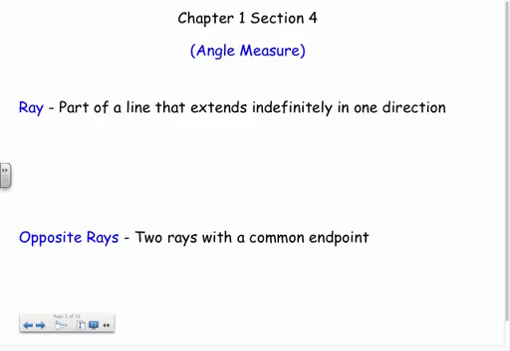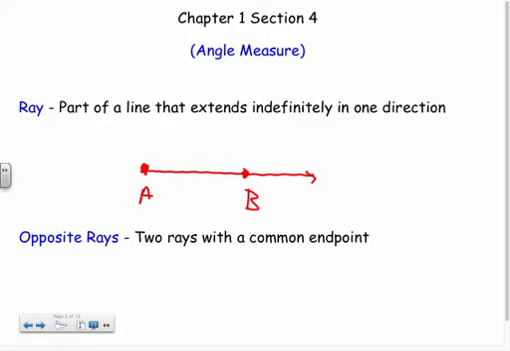For example, our first definition here, we have a ray. It's part of a line that extends indefinitely in one direction. Okay, so just one direction. So if I have a point and another point, A and B, it only extends indefinitely in one direction. So it still goes through 2 points, but one of them is an endpoint, and it goes to the other one indefinitely. Okay, so it doesn't go through both.